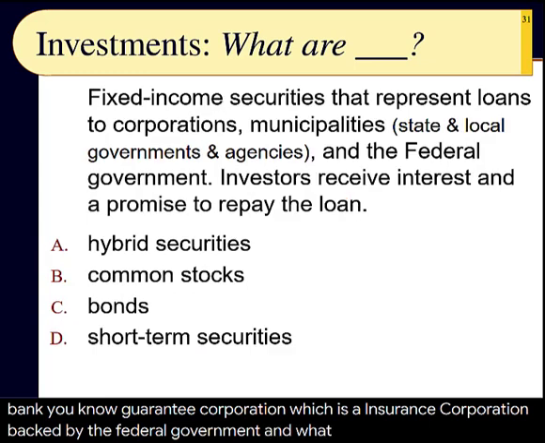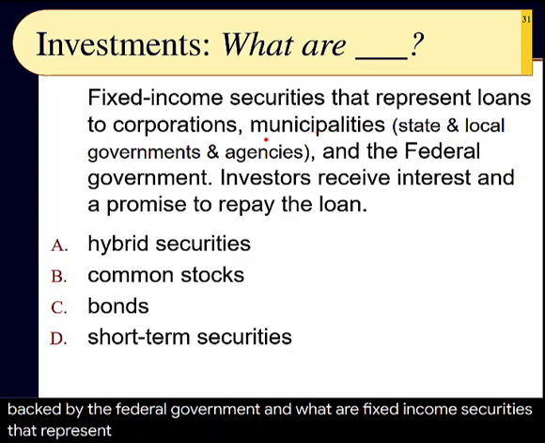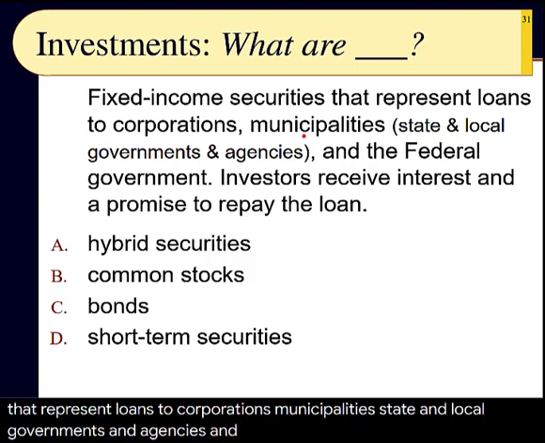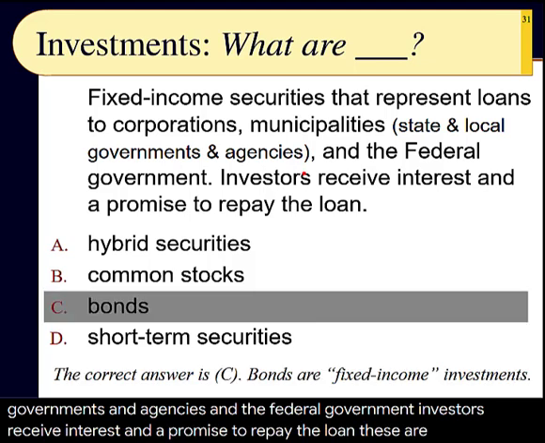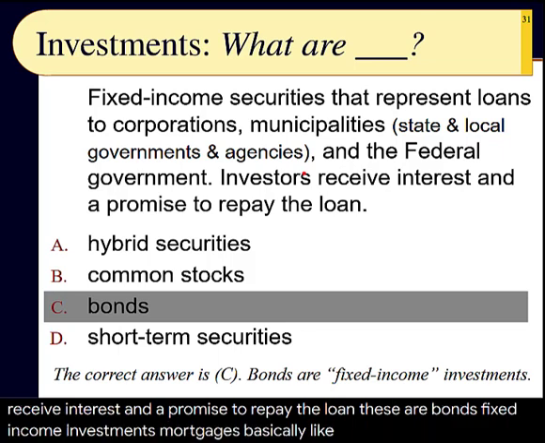And what are fixed income securities that represent loans to corporations, municipalities, state and local governments and agencies, and the federal government? Investors receive interest and a promise to repay the loan. These are bonds. Fixed income investments. Basically like mortgages, yeah.